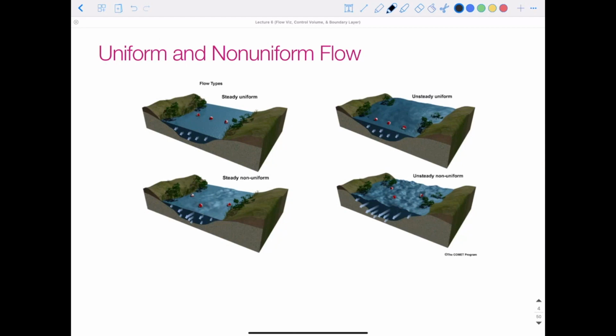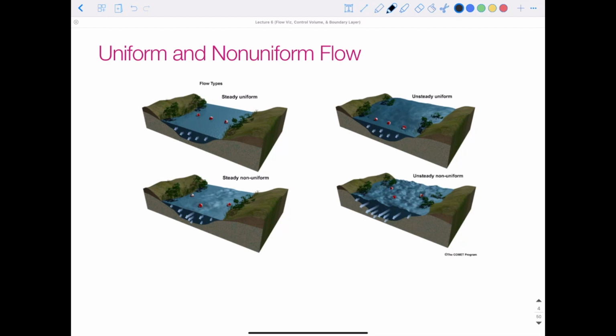Now, uniform and non-uniform flow. So uniform and non-uniform flow can be easier to visualize if we also pair it with steady and unsteady flow. So in uniform flow, all fluid properties such as the velocity, pressure, temperature, etc., do not vary with position. The flow just downstream of a well-rounded pipe entrance, for example, is nearly uniform, except for a very thin boundary layer at the wall, which we're going to see more about later. But flow in ducts and pipes and at inlets and outlets tend to be uniform flow.